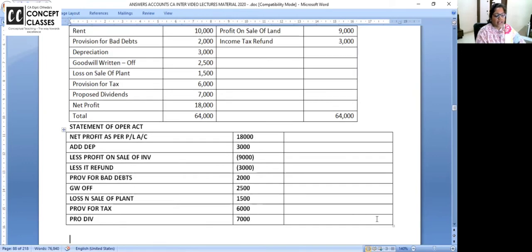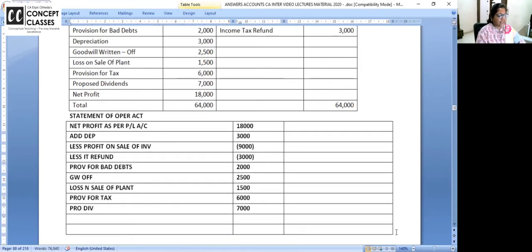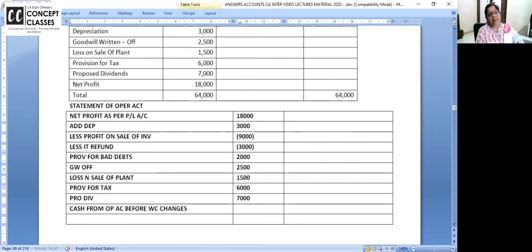Right? Anyone having any doubt in the add and less? Be careful of putting your lesses in bracket. Now what you get is cash from operating activities before working capital changes. But there is no working capital detail. Maybe some businesses don't have current assets and current liabilities. So we'll just total up everything.